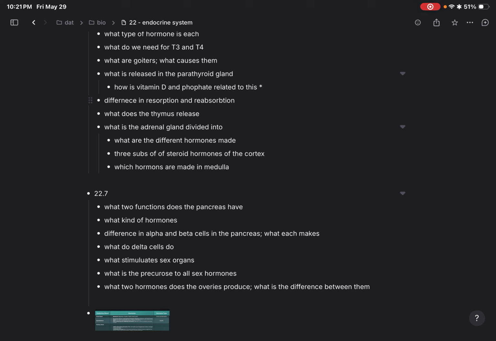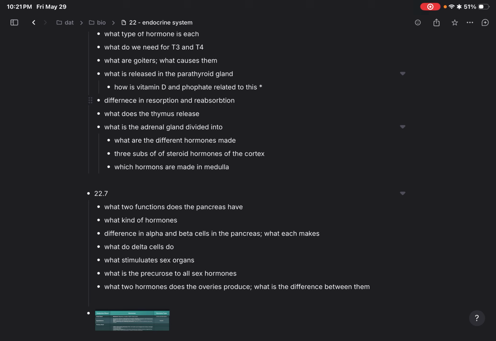So now, what is the difference between resorption and reabsorption? That's a good question. I'm going to ask the AI. Resorption is bone breakdown. Reabsorption is kidney. Oh, okay. So one is related to the bone stuff, and the other is related to the kidney stuff.